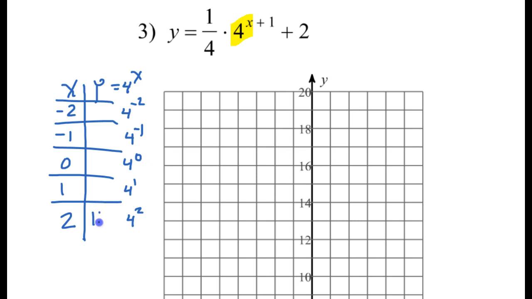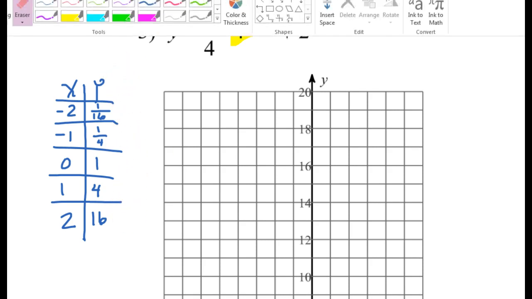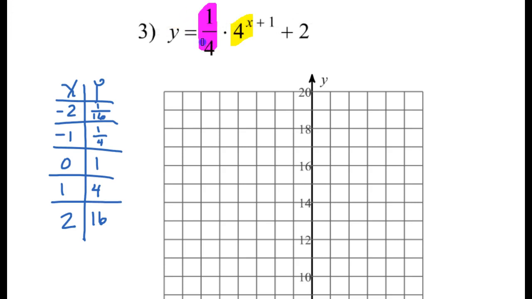Well, 4 squared is 16. 4 to the 1 power is 4. Anything to the 0 power is 1. And these two should be the reciprocals of these two. So this will be 1/4 and 1/16. All right, so that is how I start off my table. Now, if there is an a value, all right, a number in the front, I need to make a new y column. So I do need to make a new y column.